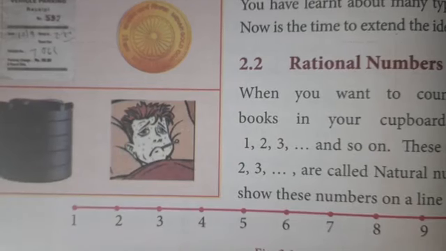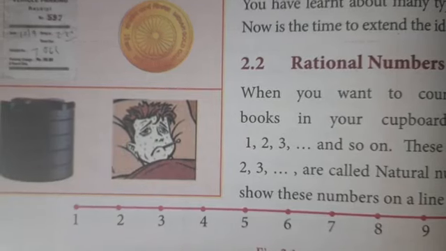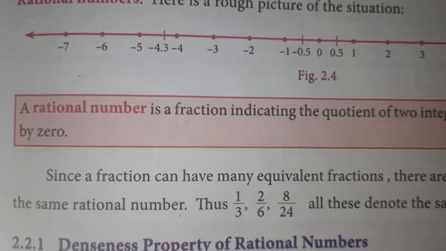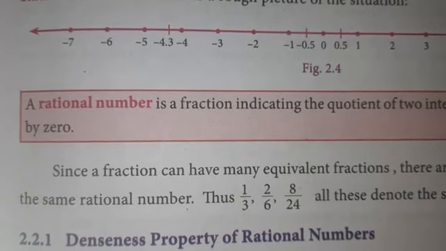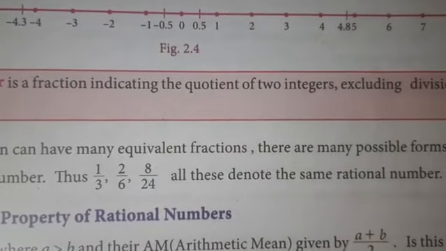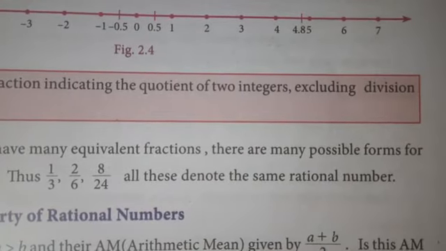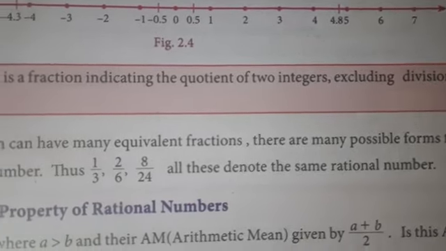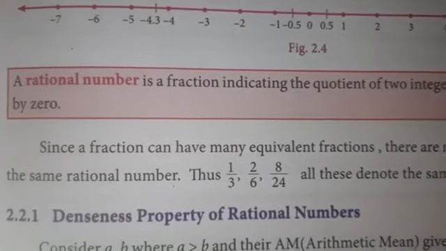In the first exercise, the topic is rational numbers. Definition for rational numbers: a rational number is a fraction indicating the quotient of two integers, excluding a division by 0.